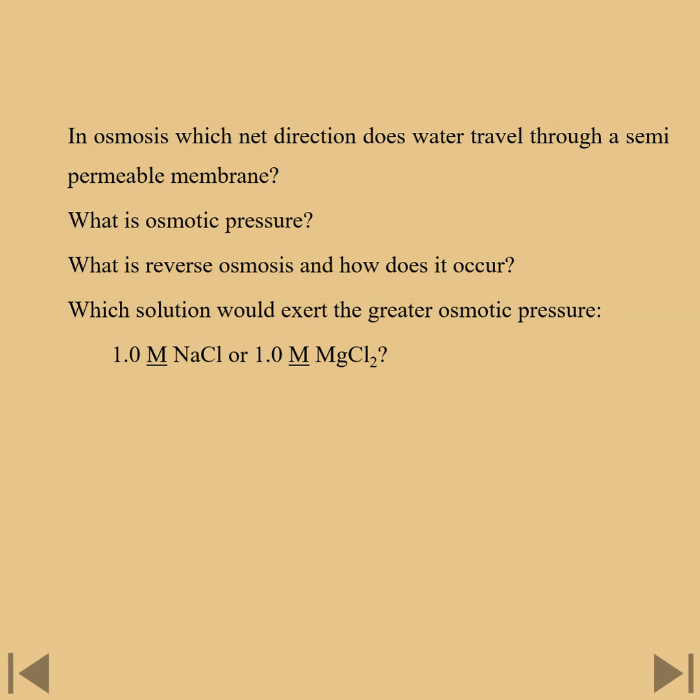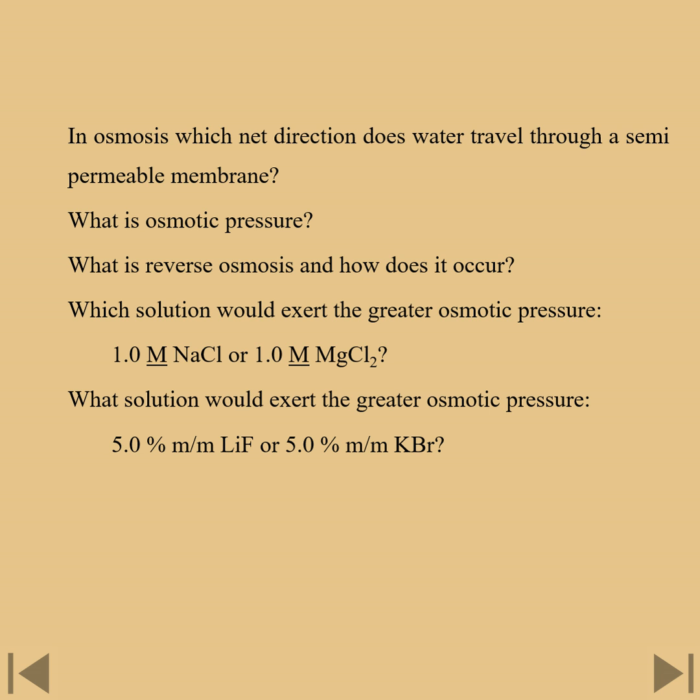What about 5% mass lithium fluoride versus 5% mass potassium bromide? Well, this time both ions are going to split into just 2, so i is 2 for both of these. They're both 5%, so what's the difference? Well, lithium fluoride is a light mass compound, whereas potassium bromide is a heavy mass compound.